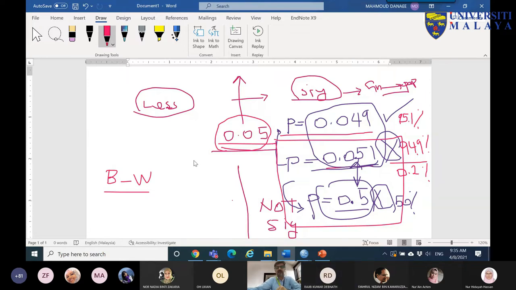Question: how can you group 0.051 and 0.5? Because we don't group them. Actually, I'm saying that when you interpret your results, for both of them you say not significant, so from this perspective they are the same.